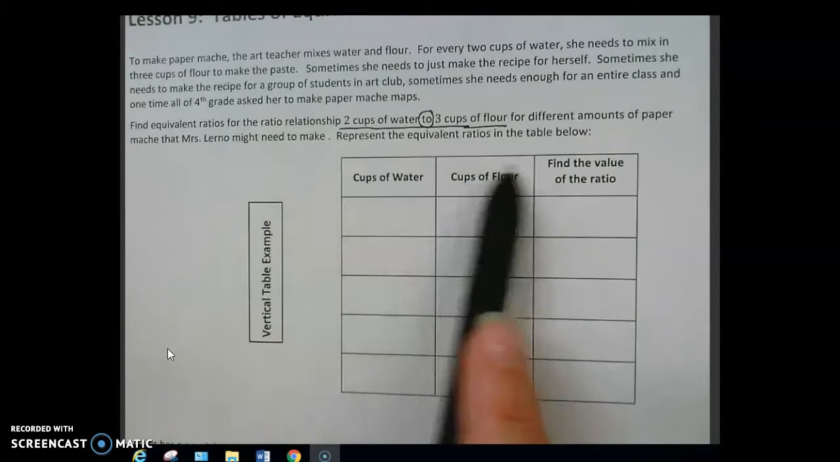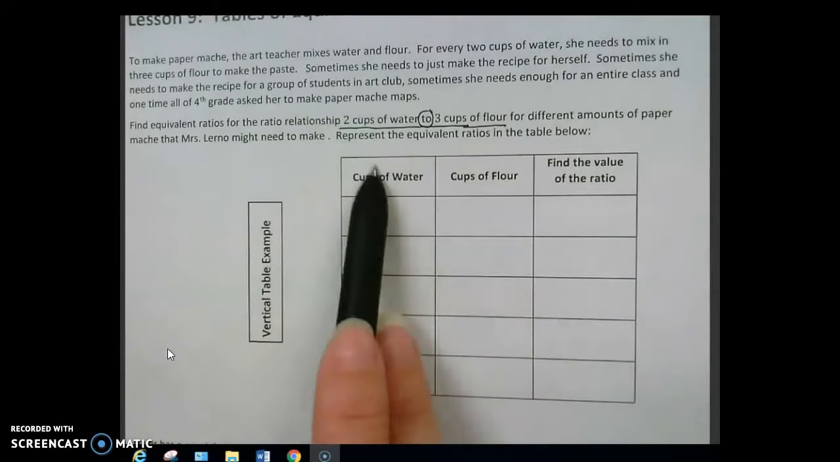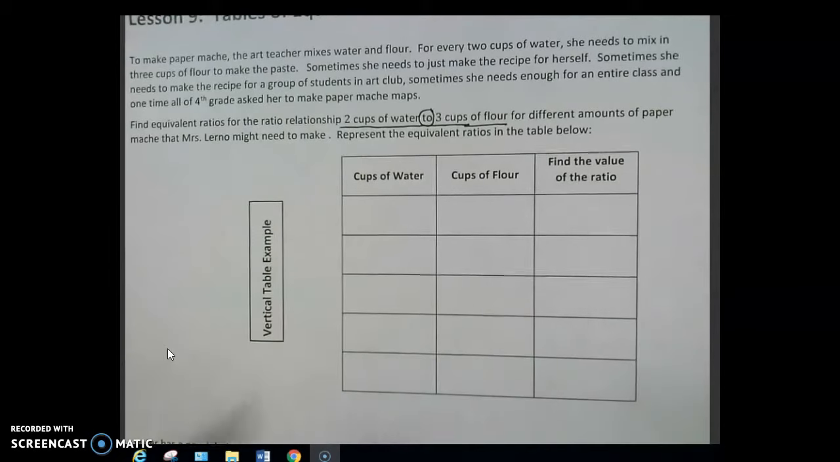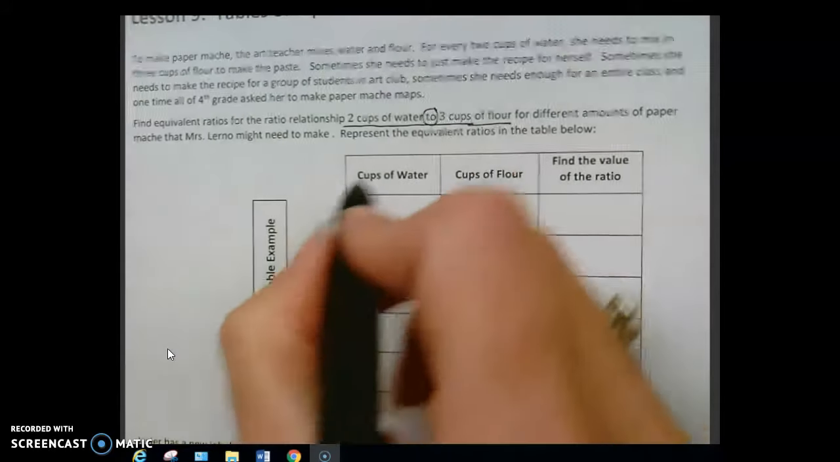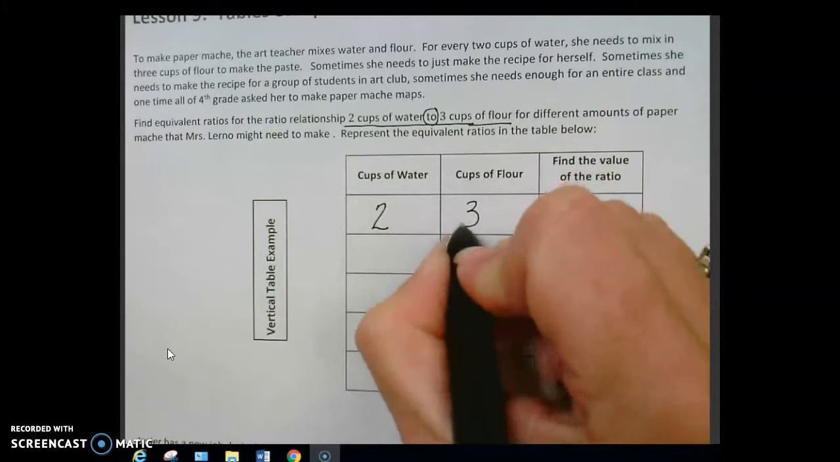Up here we have our labels so we know what we're looking at. And we have cups of water here and cups of flour here. In this last column, we're going to find the value of the ratios just to continue practicing from our previous lessons and to make sure that we have indeed found equivalent ratios. So the smallest amount we would need is 2 cups of water to 3 cups of flour.